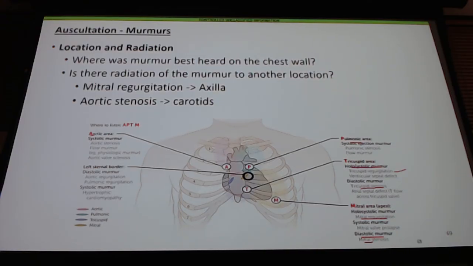And then going back up to the left sternal border or Erb's point, that is where you're going to hear the diastolic murmurs of your aortic and pulmonic valves. So that's where you're going to have your aortic regurg and your pulmonic regurg murmurs best heard, at Erb's point or at the left sternal border.